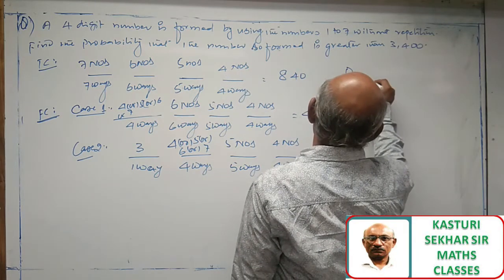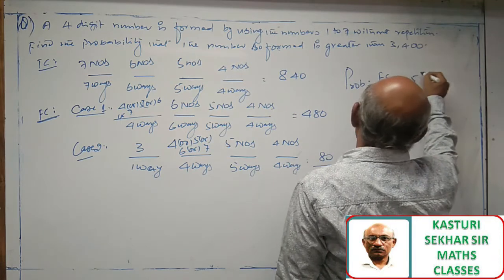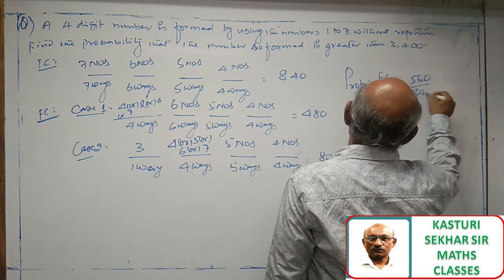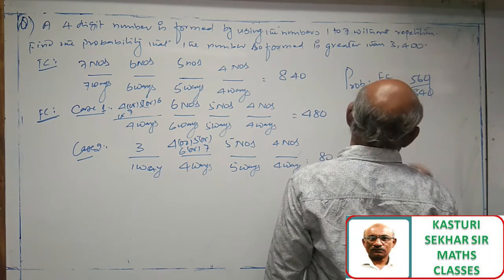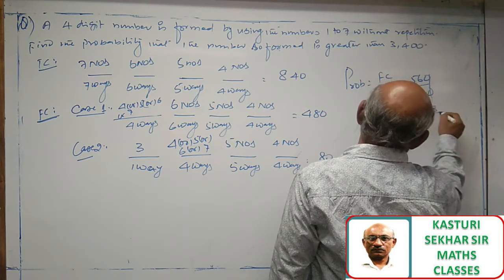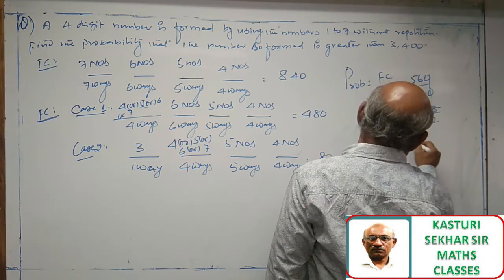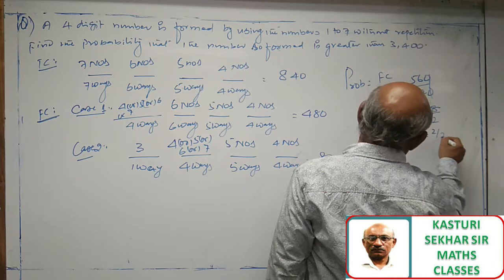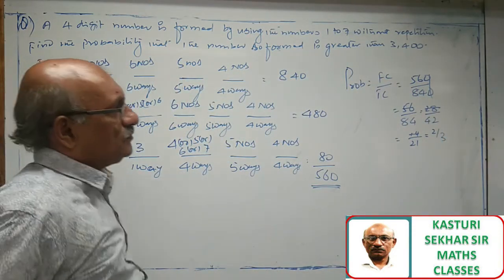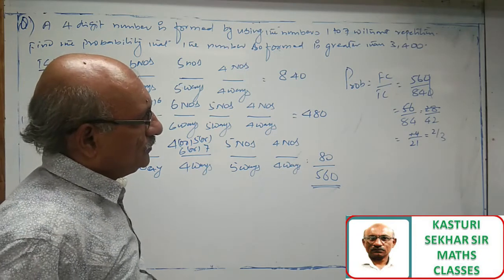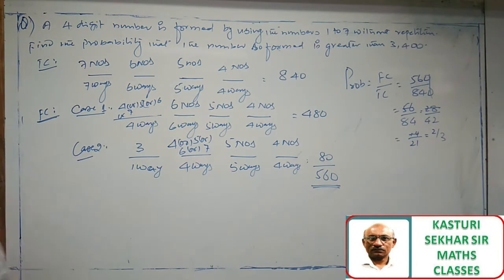Probability is equal to favorable cases to total number of cases. 560 divided by 840. 56 divided by 84. 28 divided by 42. So 14 divided by 21, 2 by 3. So when you simplify this, 2 by 3. Okay, sir. Note down the question solution.